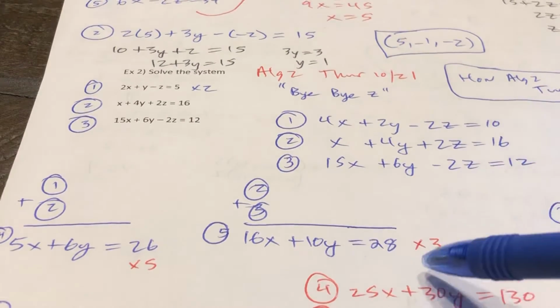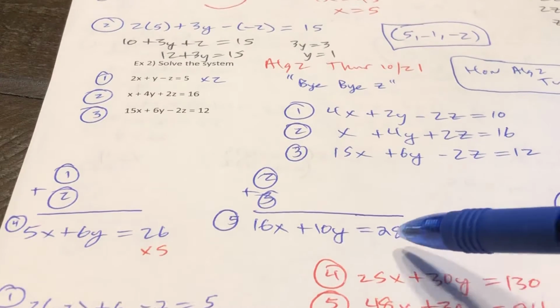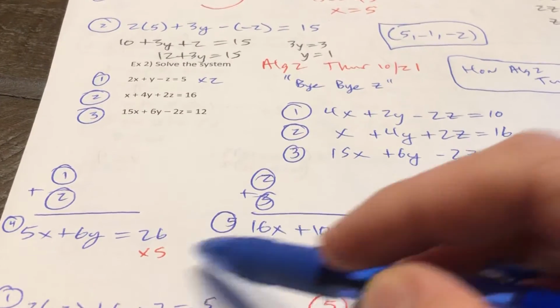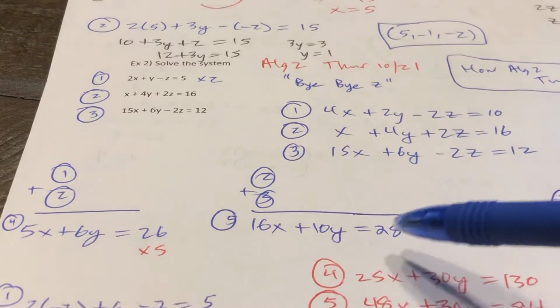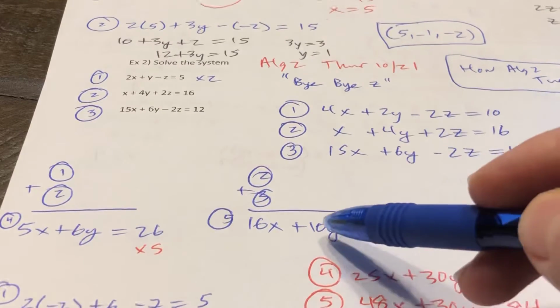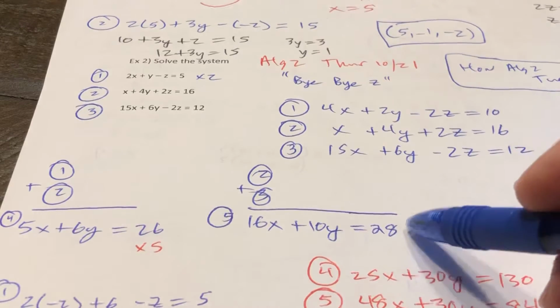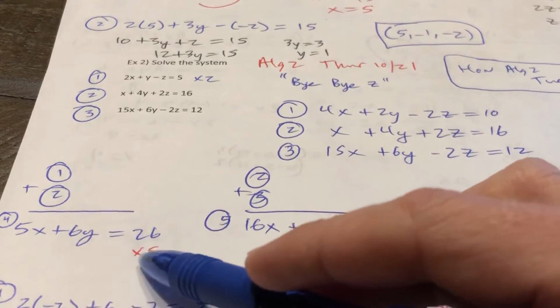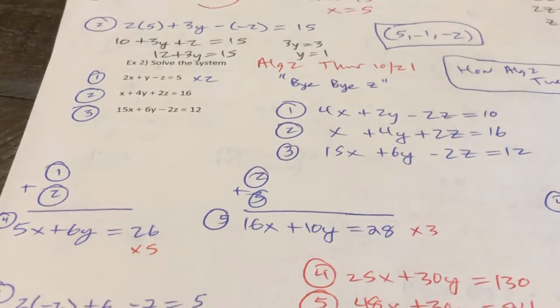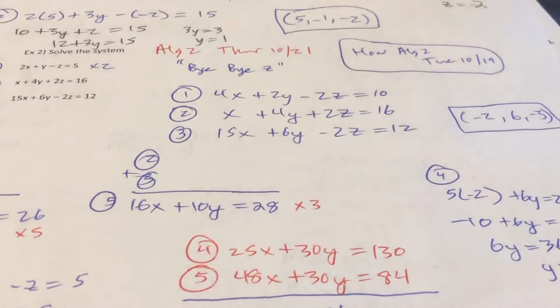Now I'm looking here, man, what do I want to eliminate? If I want to eliminate the x's, I have to multiply this by 5 and that by 16. No, thank you. If I want to eliminate the y's, of 10 and 6, 30 is the lowest common denominator. So I'm going to multiply this equation by 3 and that equation by 5. So my new equation 4 and 5 is as follows.